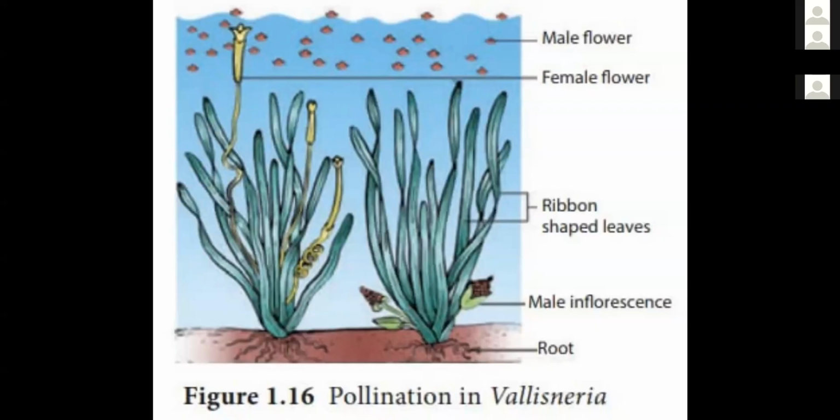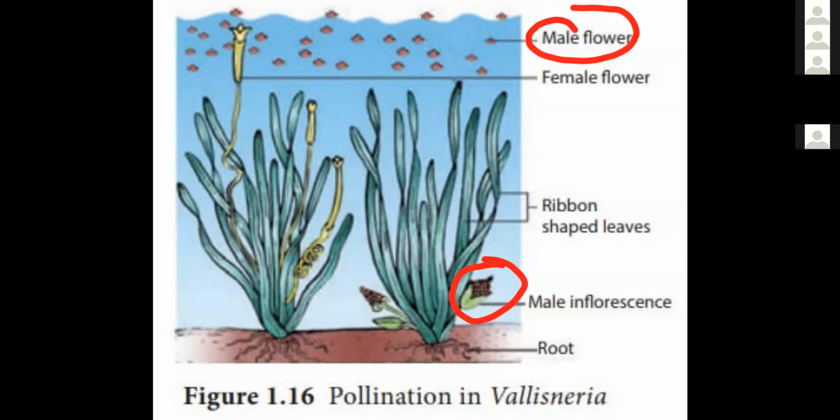Explain the pollination in Vallisneria. What's the speciality of the male flowers? What's the speciality of male flowers in case of Vallisneria? They detach from the mother plant underwater and come to the water surface. That's the way one has to write the detailed information. They detach from the mother plant and come to the water surface and release their pollen on the water surface.